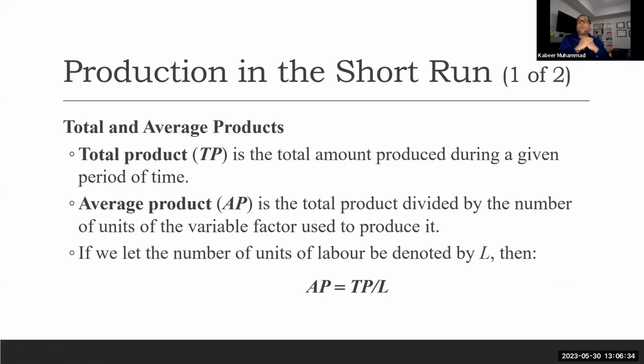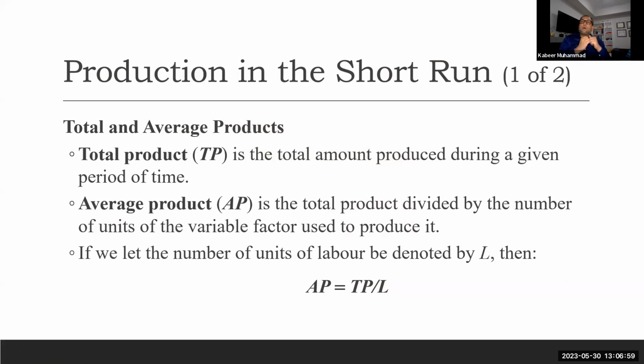The first is total production: how much the producer is producing over a given period, like per day, per week, per month, per year. That is very important information for a producer to keep in mind while deciding how much to produce. So that's their total production over a given period.